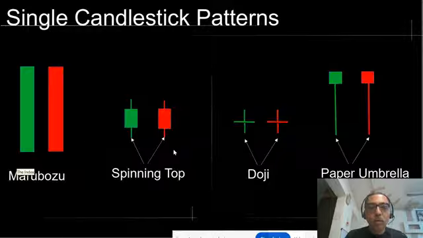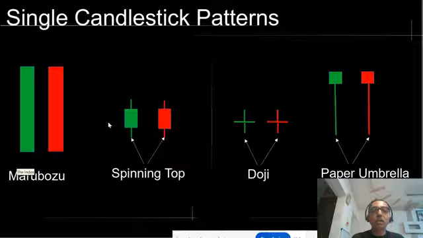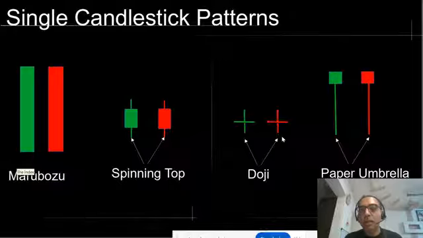Okay, so spinning top, if a spinning top appears after this Marubozu candle, right, whether it is red or green, it really doesn't matter. Usually green, if after green, there is a high likelihood that the pattern would continue, or the trend would continue. Another candlestick pattern is doji.